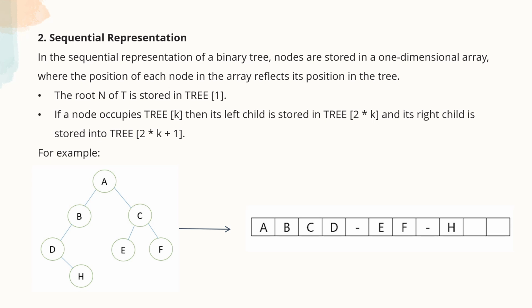And here they said if a node occupies tree of K, then its left child is stored in tree of 2 into K, and its right child is stored in tree of 2 into K plus 1. That is, if C is stored in location number 3, then its left child is stored in 6 and F is stored in 7. That is what they said. So C is stored in 3, and then 6, and this is 7.